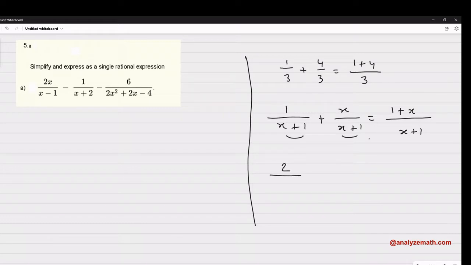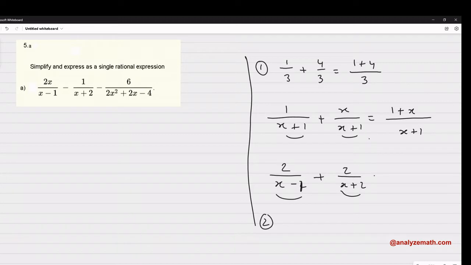But if the denominators are different, x minus 1 plus 2 over x plus 2, the denominators are different. Therefore, we need to first rewrite them with the same denominator before we can add them. So this is the first idea.